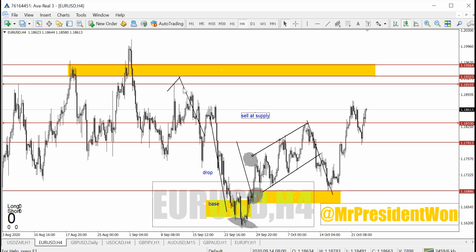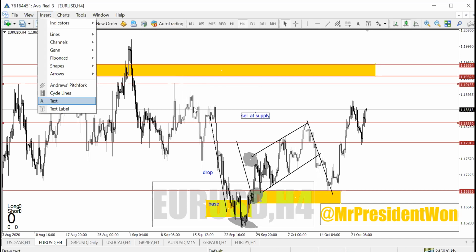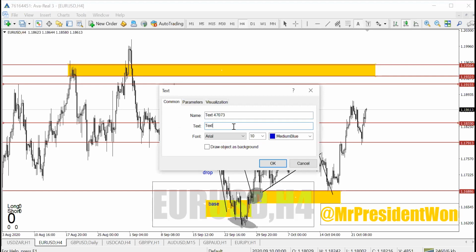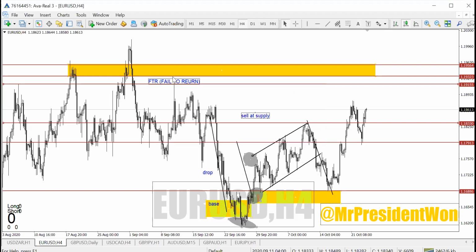Because it did not return to that zone, we call this FTR, the price failing to return to the zone. That's another component. FTR means fail to return to the zone. So this here we call FTR, fail to return.